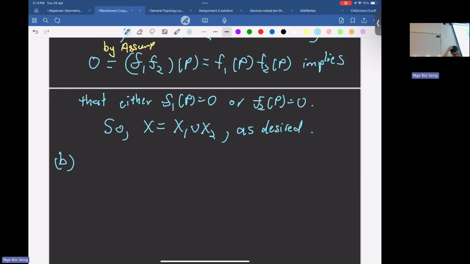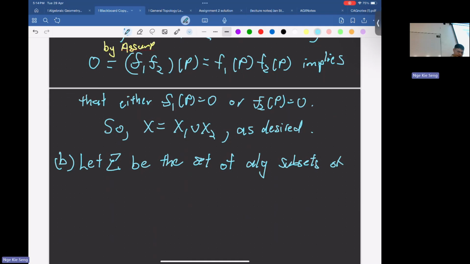Next part, we're going to decompose our algebraic set using affine varieties. It says that everything can be decomposed, right? So should we use contradiction here? Yes, I think we're going to use contradiction. So let sigma be the set of algebraic subsets of A^n which do not have a decomposition.